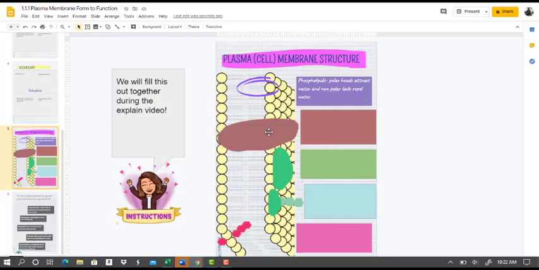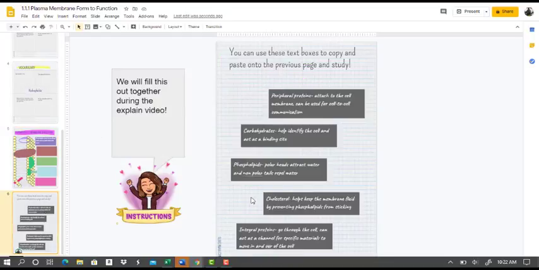It comes from your digestive system, moves through the bloodstream, but it's way too big to fit through those phospholipids. So you have a specific protein that aids glucose in getting across the cell membrane. So this is an integral protein.